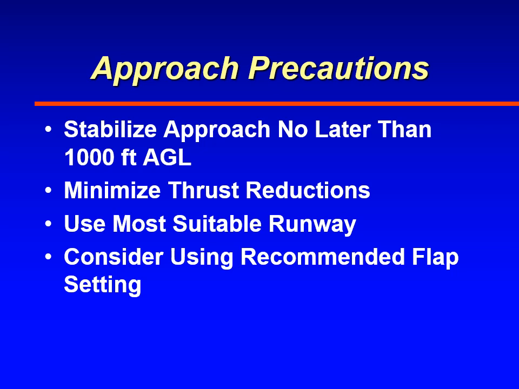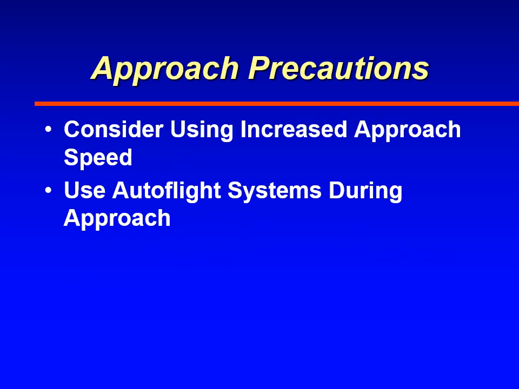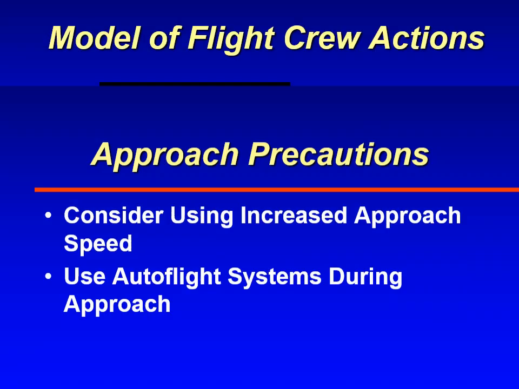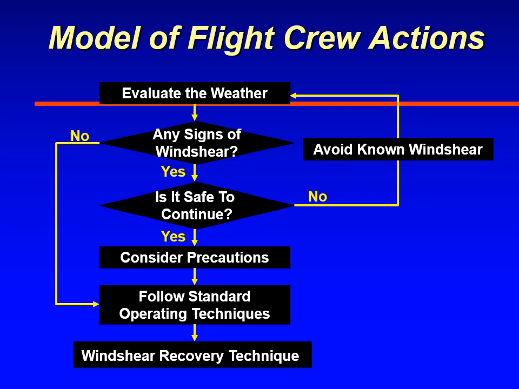Use the most suitable runway, concerning where the microburst is located, and then also consider using your flap settings as the manufacturer states. Other approach precautions include using a higher approach speed. We talked about that with gusty conditions, so you can do that also with wind shear. And then also use your autopilot to shoot the approach so you can monitor and take action as needed. So those are your precautions. After that, you want to follow standard operating techniques.